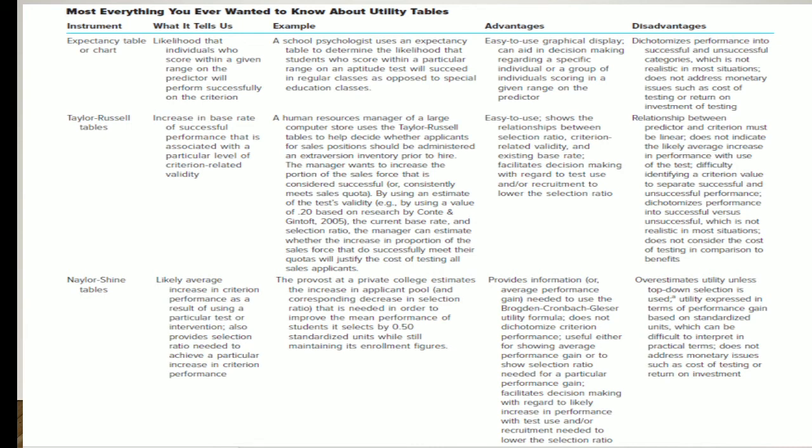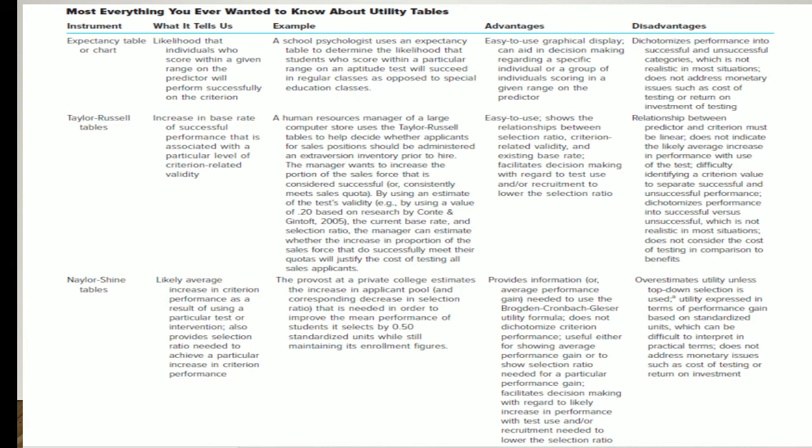An example of the expectancy table or chart would be when a school psychologist uses an expectancy table to determine the likelihood that students who score within a particular range on an aptitude test will succeed in regular classes as opposed to special education classes. Advantage would be its easy-to-use graphical display. One of its disadvantages would be that it dichotomizes performance into successful and unsuccessful categories.